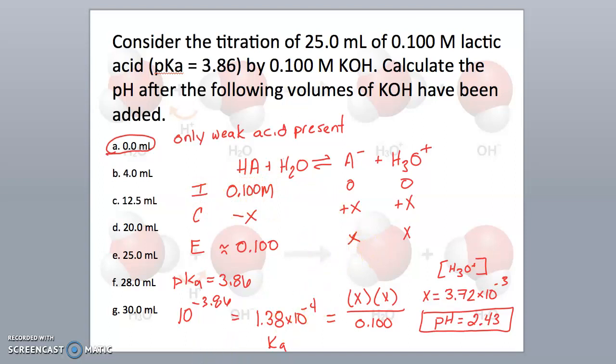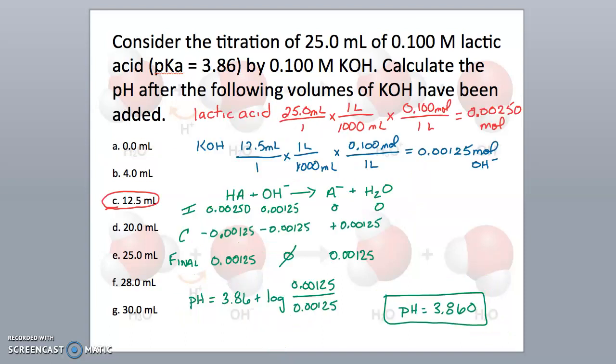We use the assumption rule and say that at equilibrium, the amount of that lactic acid is about the same, and I can solve for X, and then that will be equal to my hydronium ion concentration, so I can take the negative log of that to get the pH. pH is 2.43, and that makes sense because it is just a weak acid. So when I start adding base, I'm going to expect to see that pH go up.